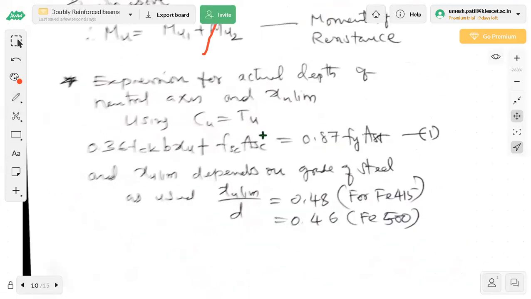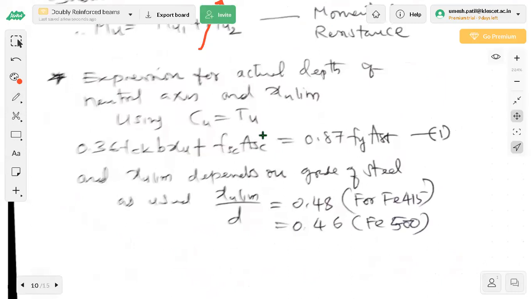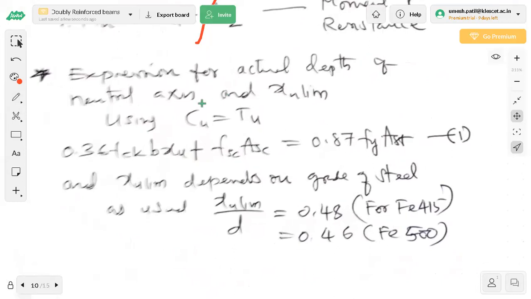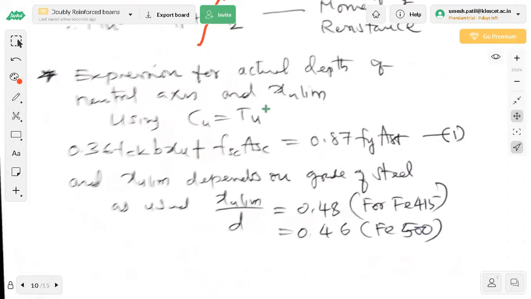Now the next calculations are: how do you find the actual depth of neutral axis? How to find Xu and Xu limit? Now observe here, the expression for actual depth of neutral axis, Xu limit. 0.36, observe this. This total is the total compressive force. Total compression is equal to total tension; that formula I have used. Whether it is singly reinforced or doubly reinforced, the formula is the same. Cu is equal to Tu is used.